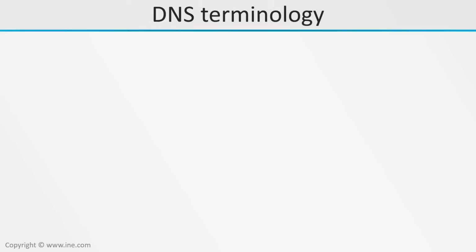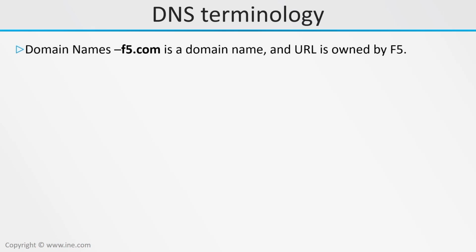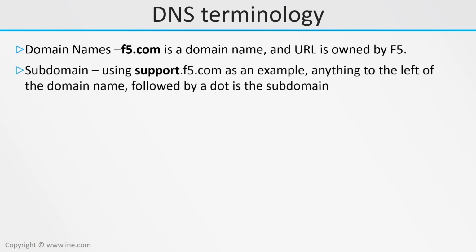Okay, let's take a look at some DNS terminology. So domain names, here's an example. f5.com is a domain name, and it's a URL that's owned by F5, or authoritative for that domain name. A subdomain in this example is support.